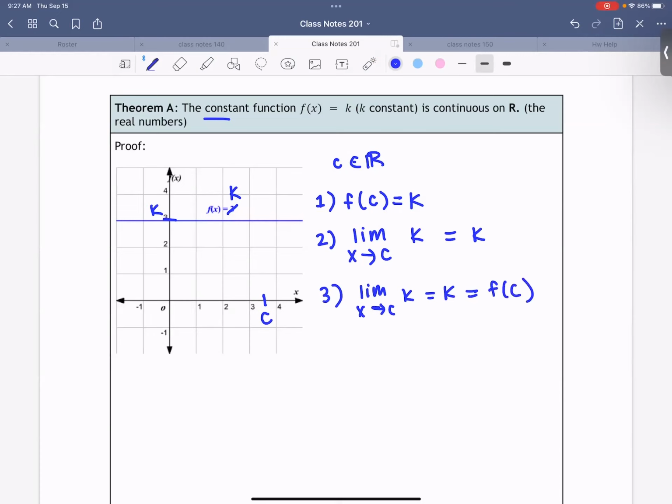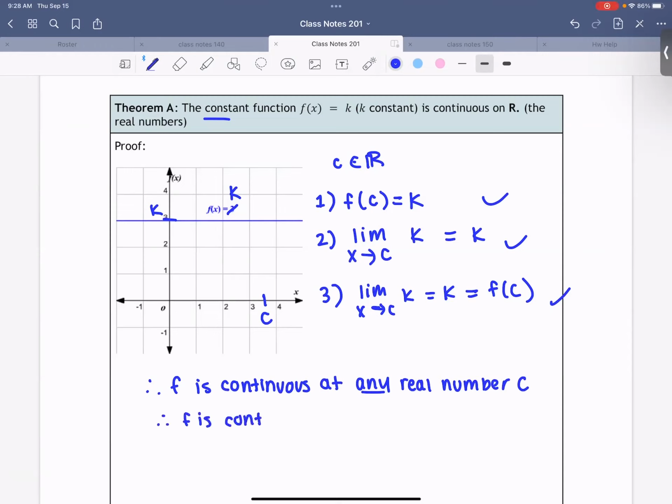So since number 1 and number 2 match, we've matched all of these properties, which means that f is continuous at C, which represents any real number, right? F is continuous at any real number C, okay? And since it's continuous at any point, using our definition of continuous on an interval, we know that f is continuous on the real numbers, okay?